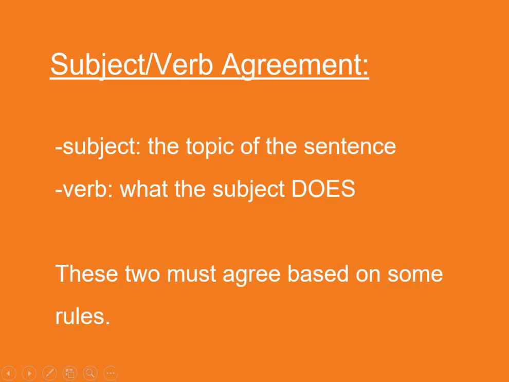Subject-verb agreement. We're going to go through this really quickly. Then we're going to move on to a new video. So subject, I've already mentioned this. It's the topic of a sentence. I, you, me, the mountains, Memphis, the test, etc. It's a noun. It's what the sentence is about. The verb is what the subject does. It's the action. And according to grammatical rules, these two must agree based on some rules. So the ACT is going to test your knowledge of subject-verb agreement a lot as well. Two big things it's going to test: punctuation, subject-verb agreement.